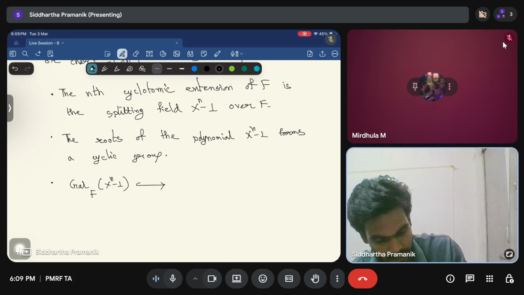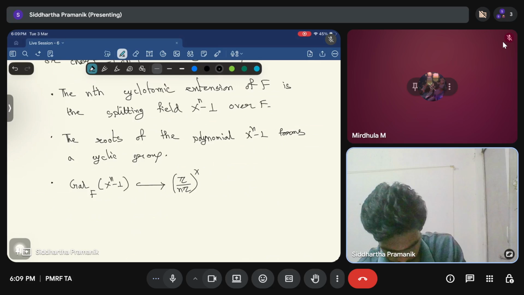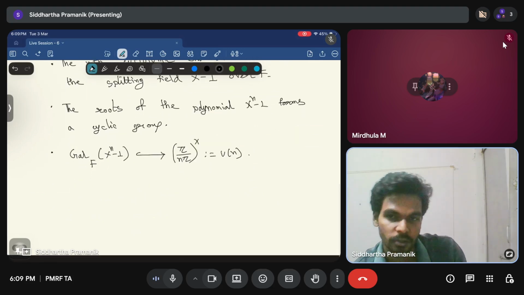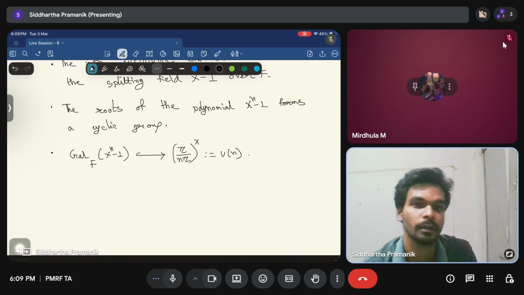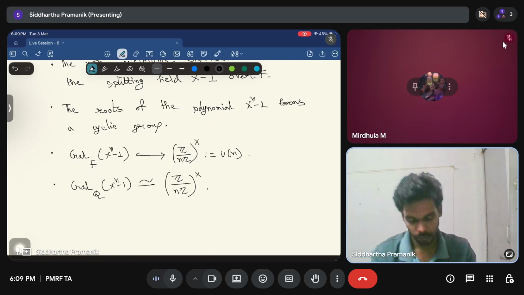can be embedded in the group Z mod nZ, the multiplicative group of Z mod nZ. Sometimes we denote this as U of n or U group. And this map is an isomorphism when the base field is the field of rational numbers. So the Galois group of x to the power n minus 1 over Q is isomorphic to this. These two things we have proved.